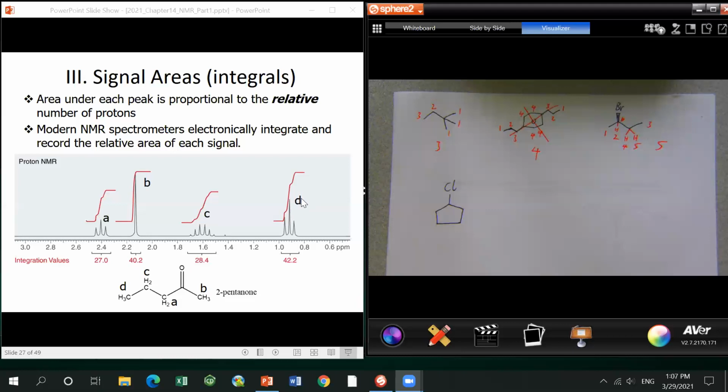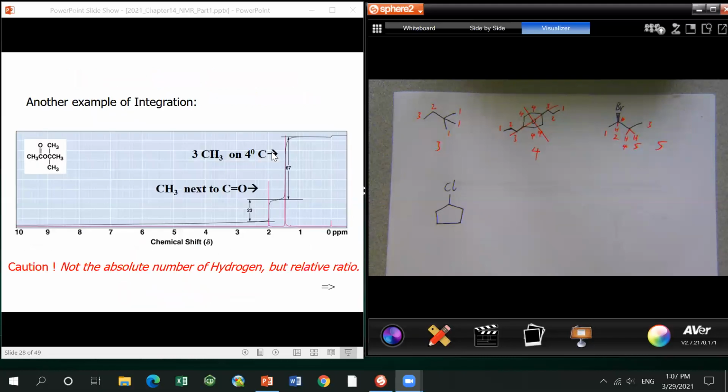Nowadays the instrument can automatically help you do the integration for individual peaks. That's a modern spectrometer. Occasionally you have to adjust a little bit to get closer to the signals. Here's another example.